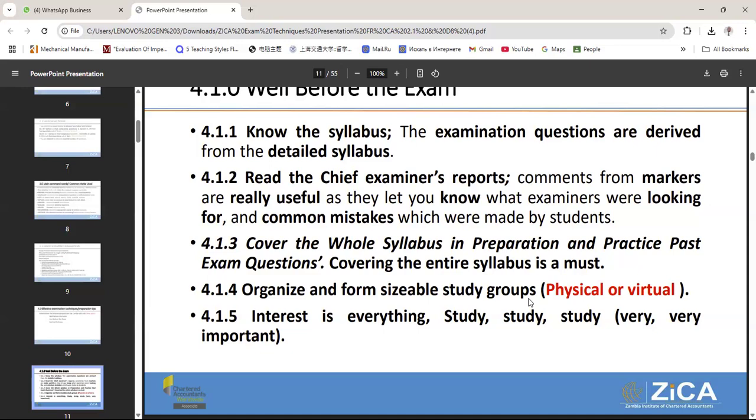And personally, of course, I'm a consultant, I do not encourage a student to write financial reporting within 3 months. That is dangerous unless you are repeating. Why? Because it means you're not going to cover the entire syllabus. Then you are encouraged to form a study group. This time you can do it physically or virtually. Then, of course, it's very, very important to have interest.